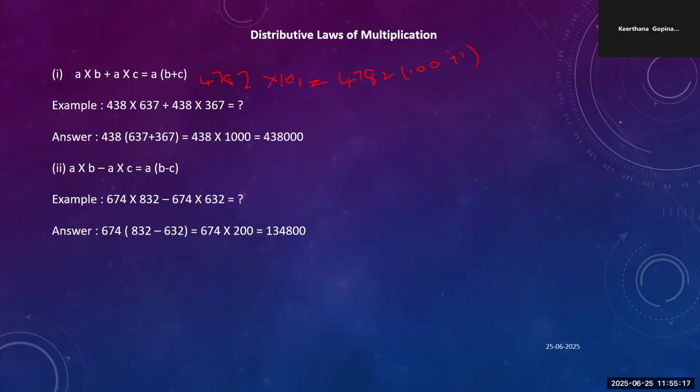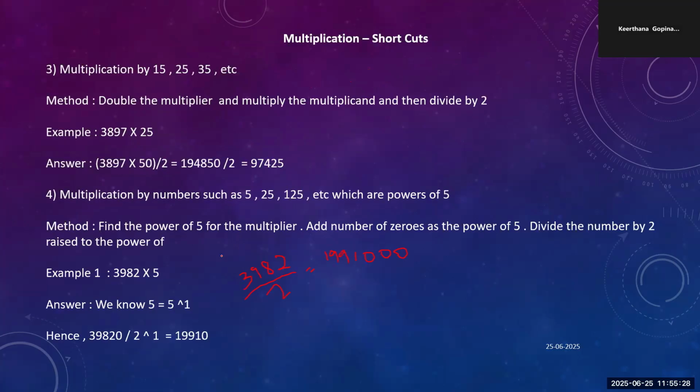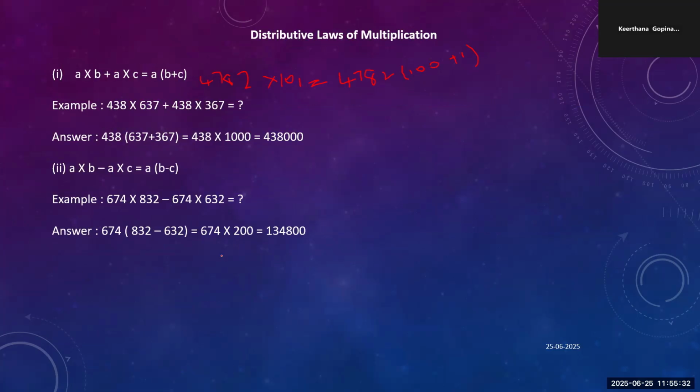Now, where did we use this formula, A into B minus C? It is for 99. What problem did we solve for 999? 4327, right? That's the problem we used here. 4327 into 999 is equal to 4327 into 1000 minus 1.